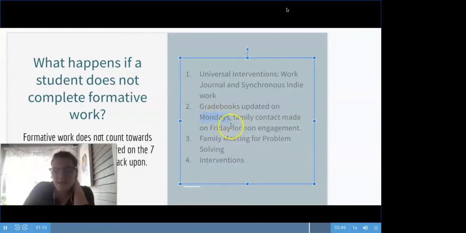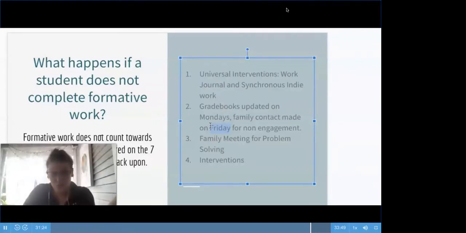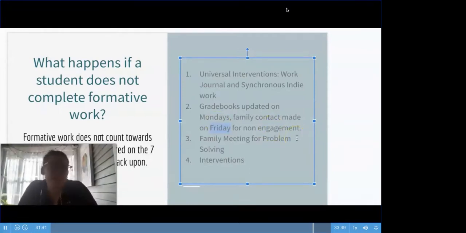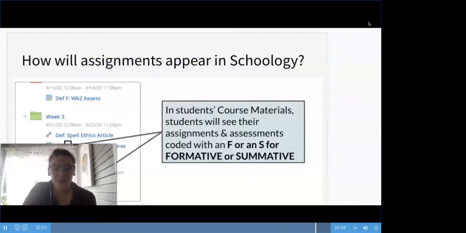And family contact is being made on Fridays. So if your student is struggling, we're asking guides to reach out on Fridays to say something like, your student did not turn in work this week, did not submit their formative assignments, or is missing their summative, or they didn't engage in the material at the right level. They're getting 1s and 2s. So that's sort of like the second step. Then we have a family meeting for problem solving, and then we can go into more specific targeted interventions if it is necessary. A little look at Schoology for our final slide, rounding out 33 minutes.